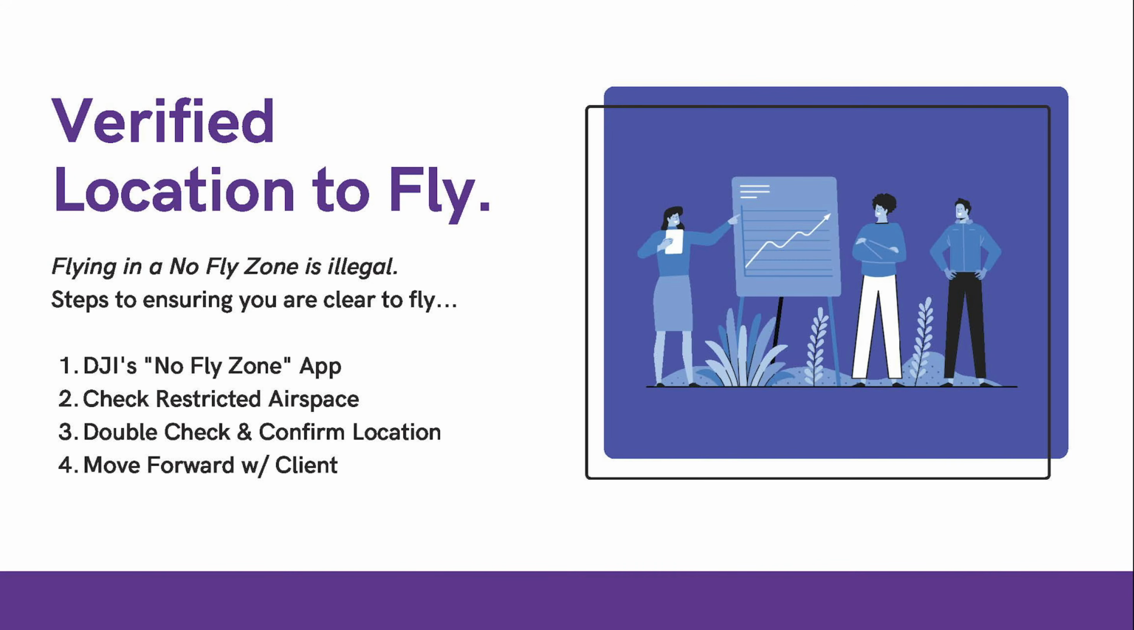What you'll do is request the address of the property from the agent and enter it into DJI's FlySafe GeoZone map. It's the no-fly zone map. It basically delineates where it's safe to fly and where it may raise concerns in restricted airspace.